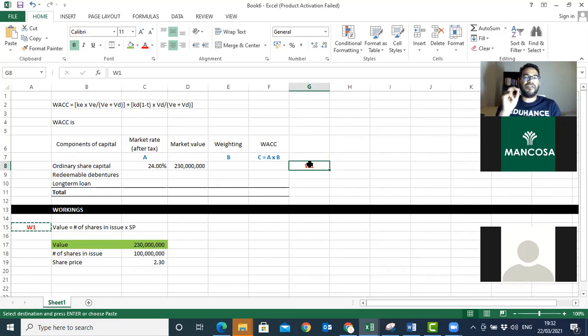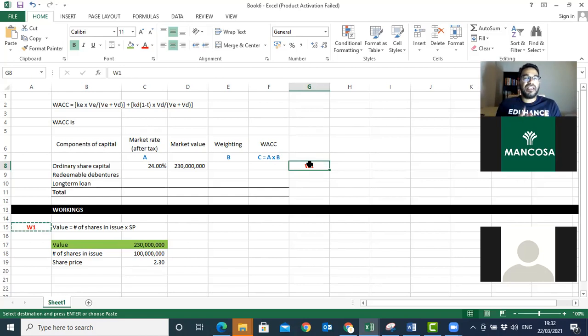In this case, we were given information in order to calculate it using the market capitalization method. Why? Market capitalization requires two things: the number of shares in issue and the current share price. We were given both, so we just use that. Okay, so that's the level of thinking you want to go through. It's either given or you have to calculate it.